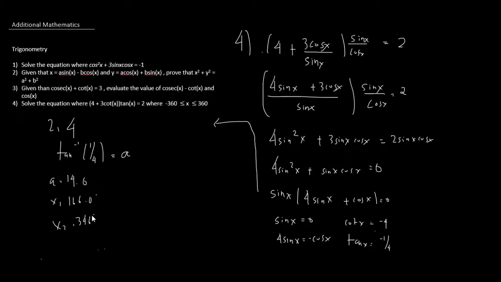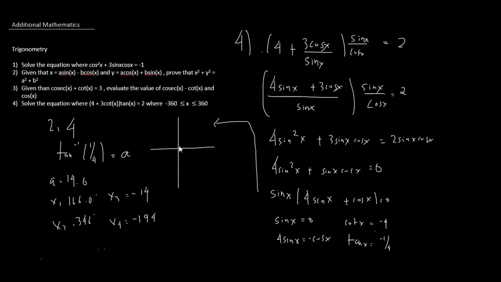Okay, but then notice something. The question accepts angles from negative 360 to 360 itself. And therefore, x3 can be negative 14.0 and x4 will be negative 194.0. Right? And this, without a sketch, is very confusing. So let me just draw it out first.